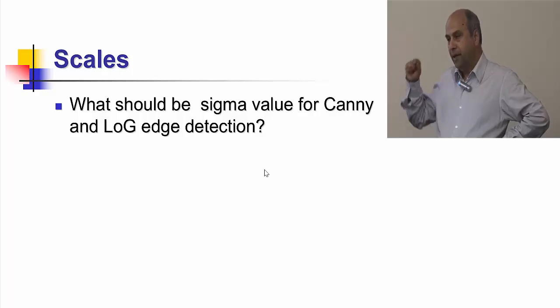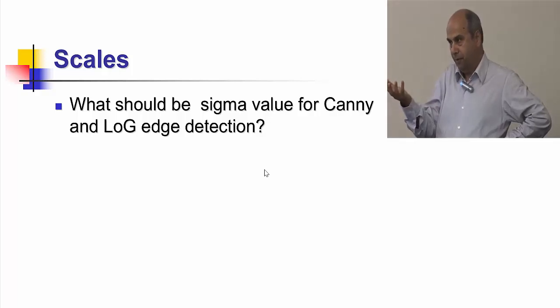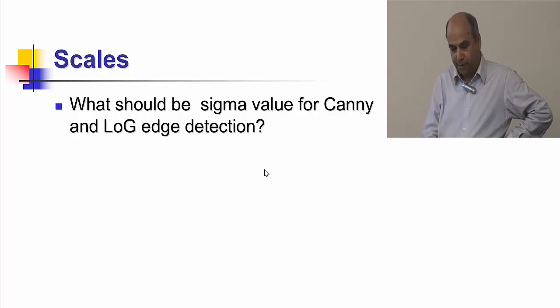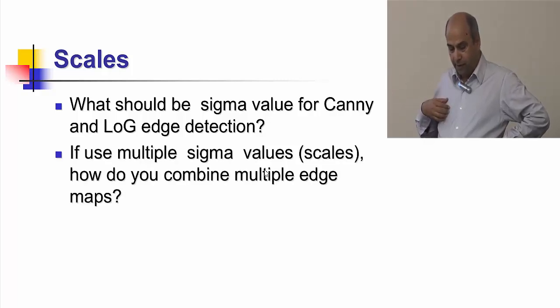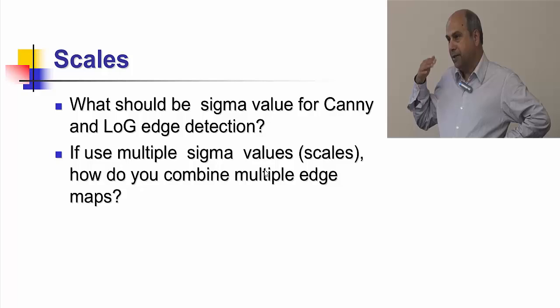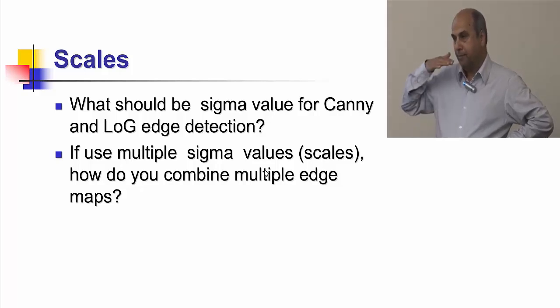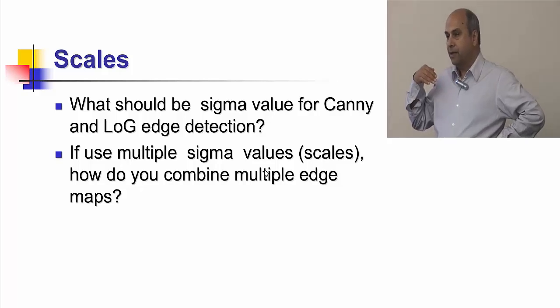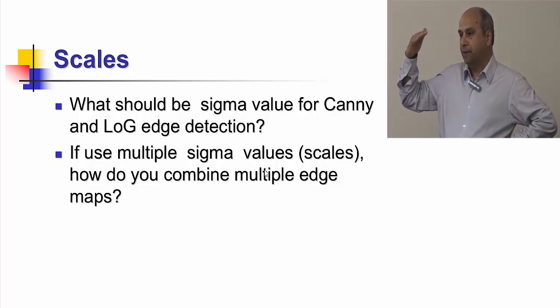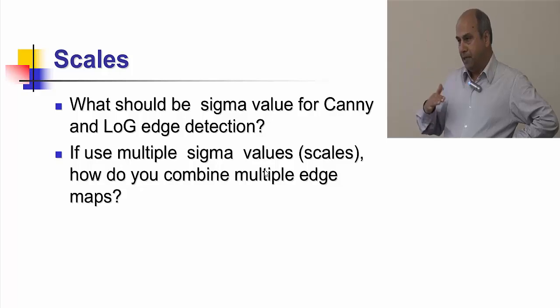As you see, in the formula there's a sigma, a standard deviation, and we have just picked one and applied it. So the question is what it should be. That's an important question, and a very old question. One approach is to apply multiple sigmas. Suppose in the Laplacian of Gaussian edge detector, you can apply sigma 1, sigma 2, sigma 3, so you get multiple edge maps.